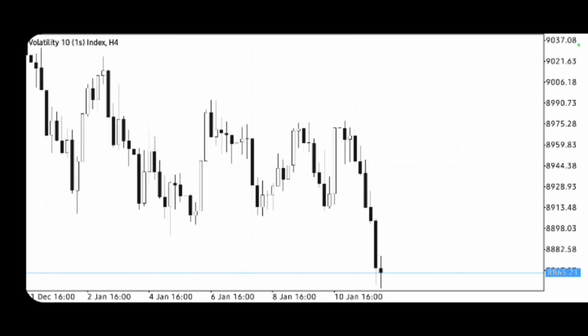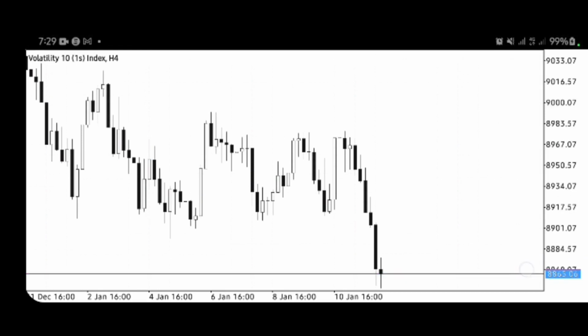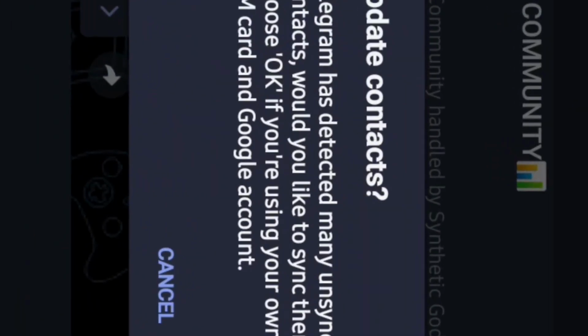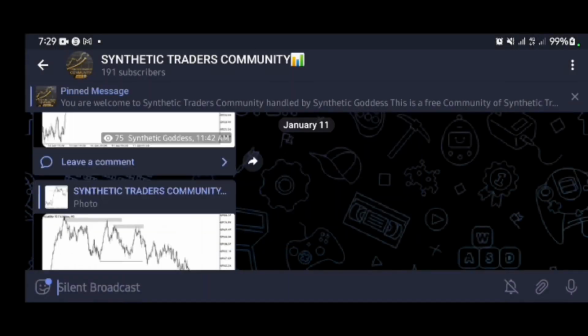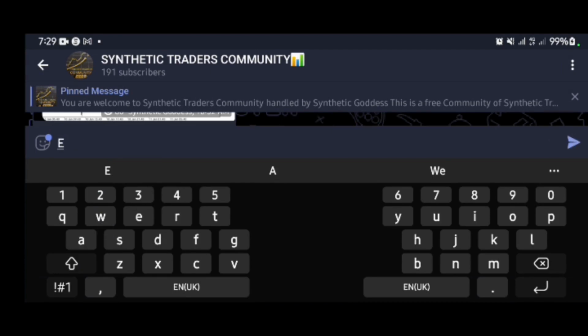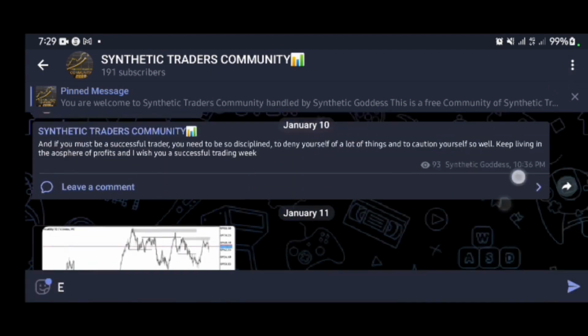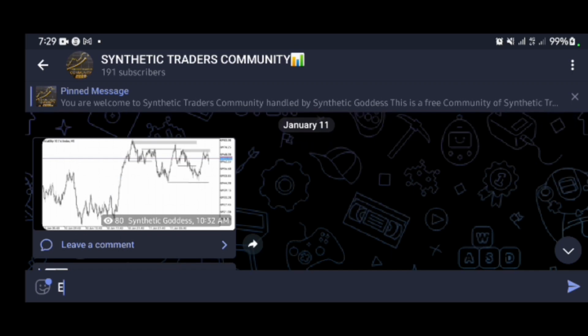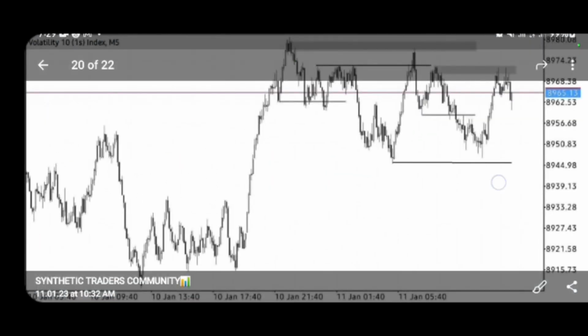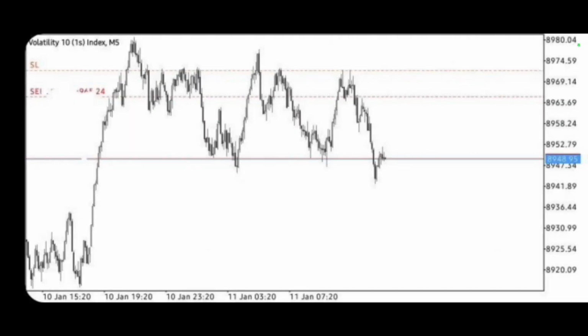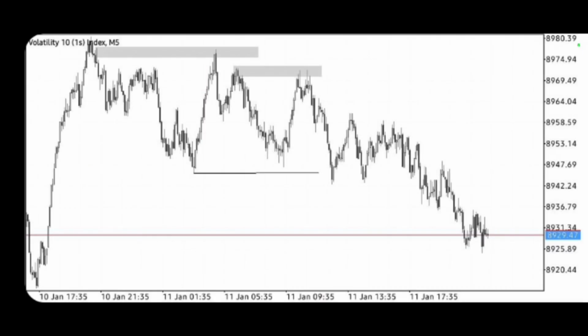So in this video, I picked a trade yesterday and I would quickly love to show you the analysis and why I picked the trade. I dropped it on my Telegram channel yesterday, and this is it. This was the analysis that I dropped yesterday, and you can see the movement to the downside is so impulsive.